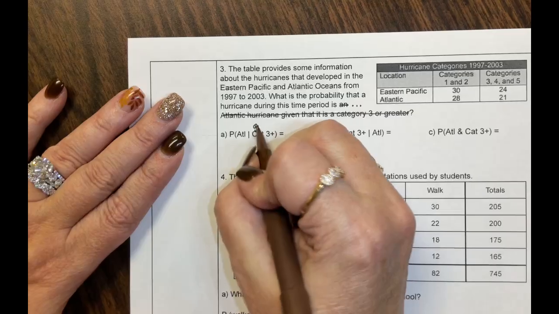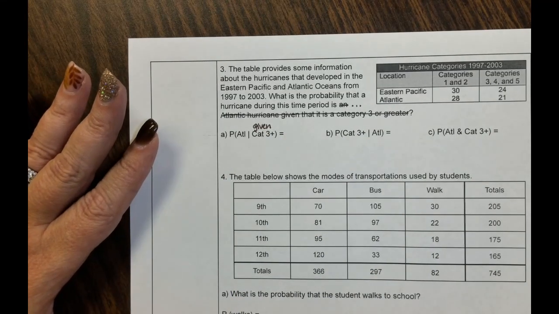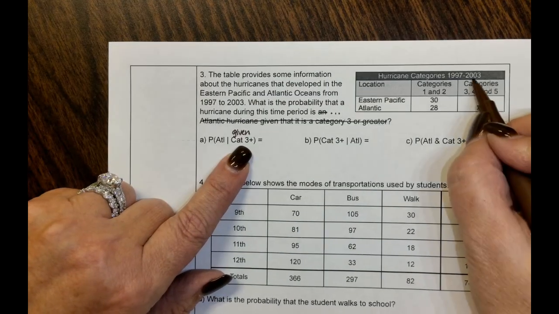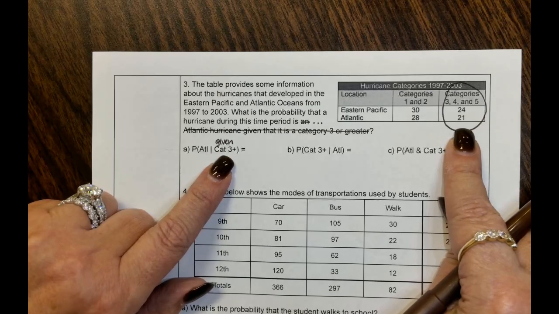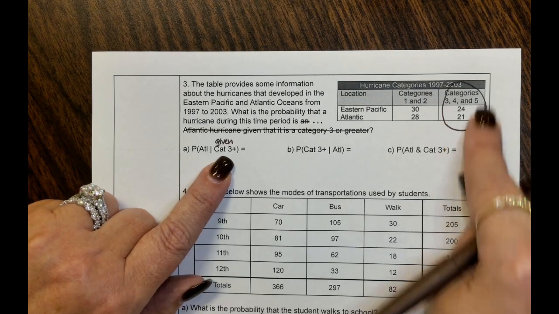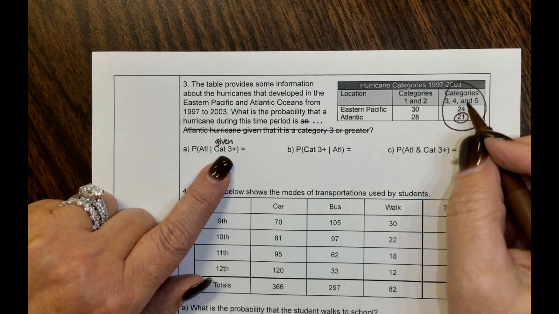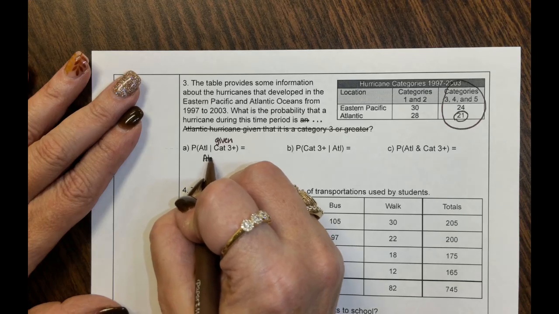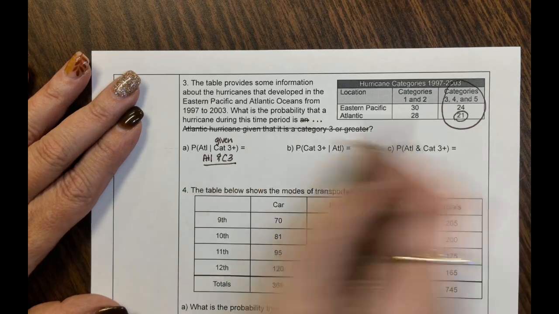This is my given. So I'm not looking at everybody. I am only looking at the category 3s, and then I'm going to look at the Atlantics from there. So given that it's a category 3, we're going to look right here, and this is all we're going to look at. So now I want overlap, Atlantic and category 3. So now only in this column, we want Atlantic and category 3. So what we're going to do is Atlantic and category 3 over category 3.